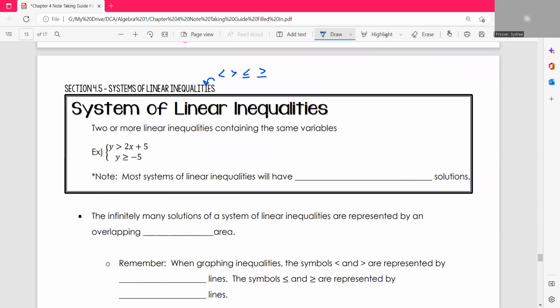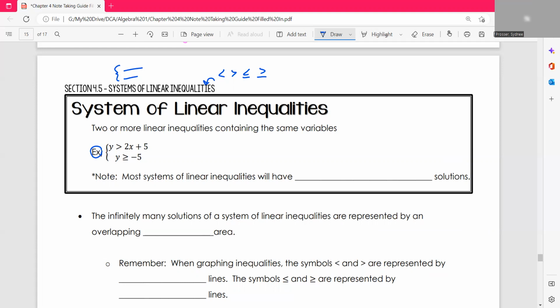So we're still talking about systems, which is like two or three or four different equations or inequalities you can see in this example here. Remember, this is a system. There's two inequalities going on there, and we're going to practice solving them. So let's take down some notes.